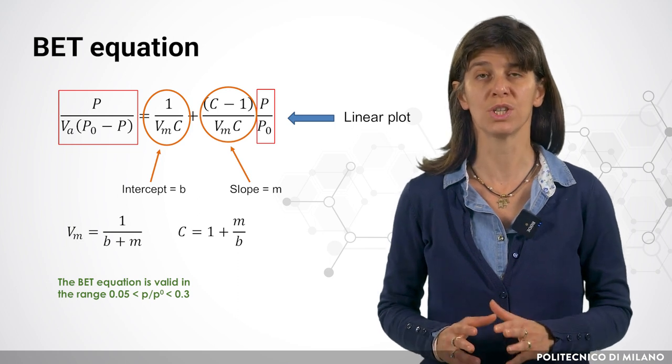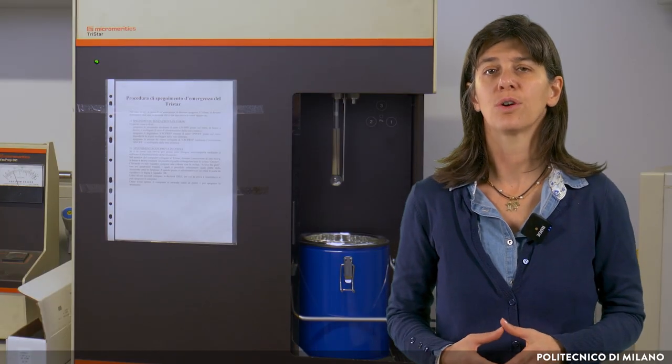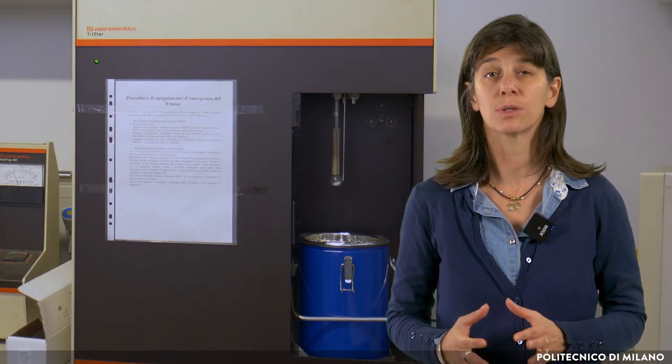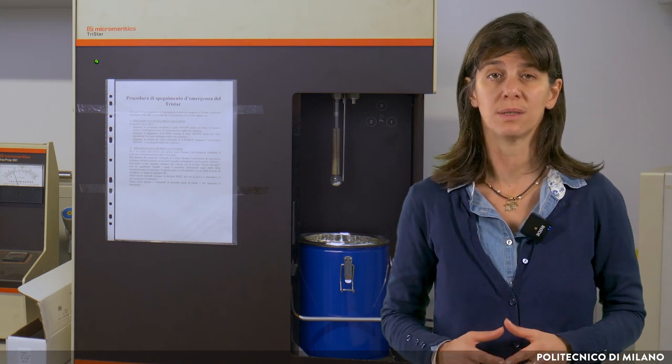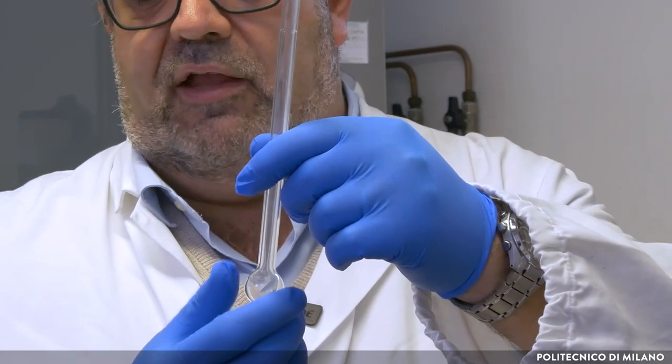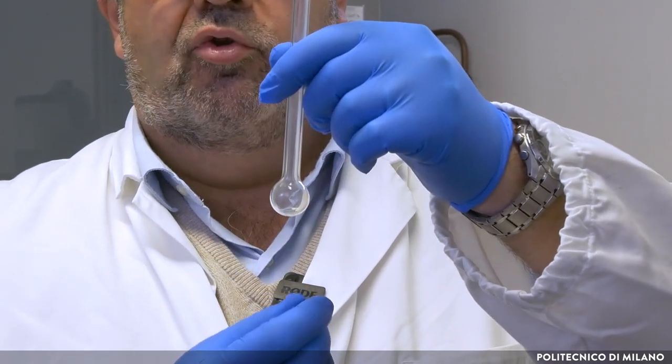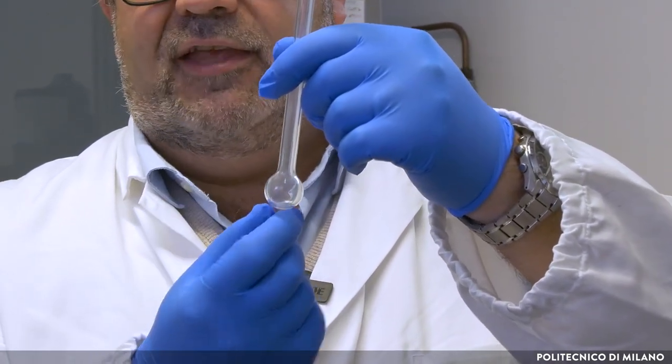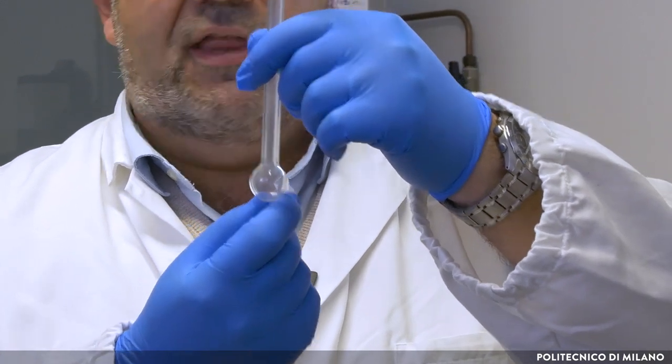0.05 up to 0.3. The most popular method for surface and pore size characterization is the physisorption and desorption of gas. This technique allows the characterization of mesopores ranging from 2 up to 50 nanometers. The sample is put into a cylindrical glass sample holder, ending in a bulb, and it is important that the sample is fully contained in the bulb.